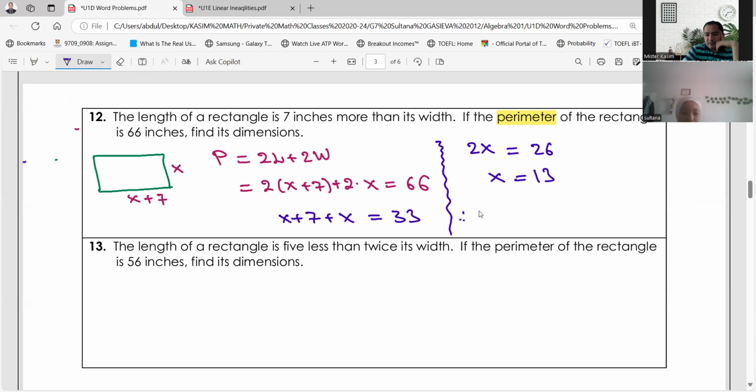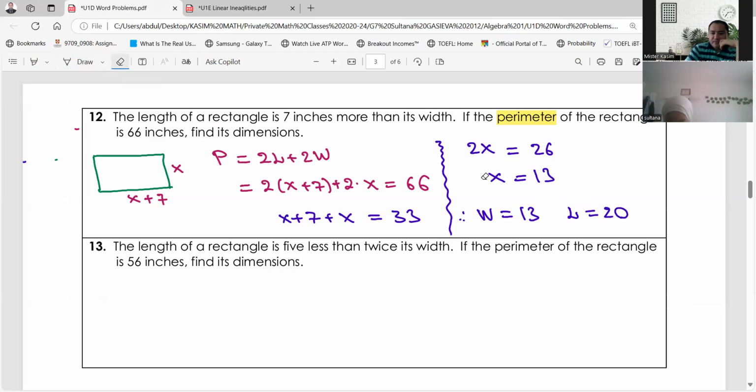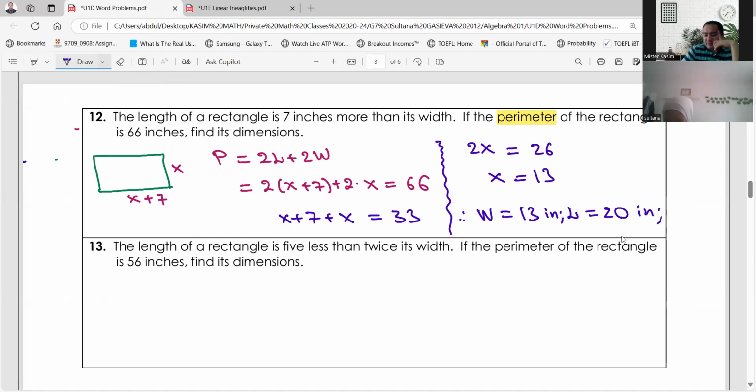Now we're going to write the answer. The width of the rectangle is 13 inches, and the length is 13 plus 7, that is 20 inches. Also, we need to write inches, because in the exams, if the units are given, you also need to write the units. This one is inch and also inch. Actually, never mind, I thought it would be 11 inches at first. 13 plus 7 is 20, right? Write it down, Sultana, then you will try question 13.